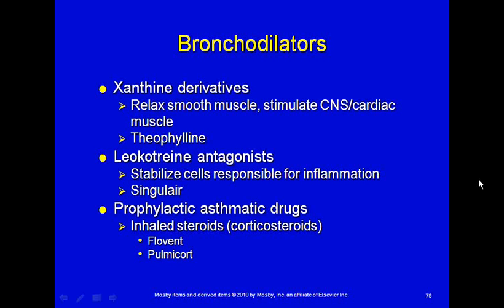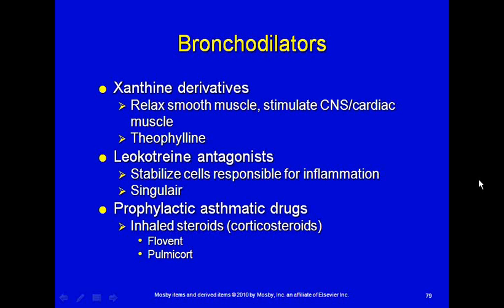Other bronchodilators include the xanthine derivatives, and xanthines relax smooth muscle, but they also stimulate your central nervous system and your cardiac muscle, and they include theophylline. So patients who take theophylline might have their central nervous system stimulated as well as their heart rate up. Leukotriene antagonists stabilize cells responsible for the inflammation process. And an example of a leukotriene antagonist would be Singulair.